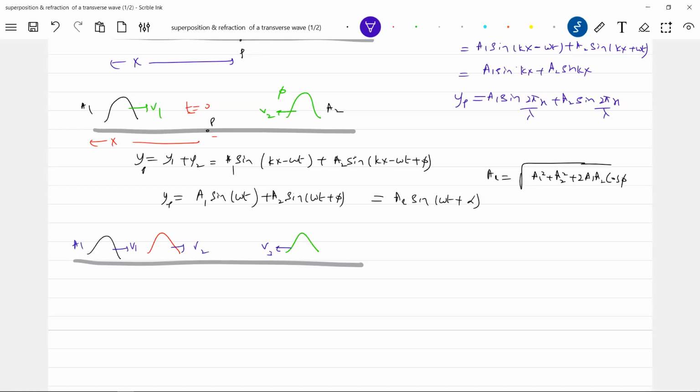Three waves are there, so amplitudes A1, A2, A3. The superposition at some point should be equal to y1 plus y2 plus y3, with the individual phase of each wave. Actually, V1 equals V2 equals V3, because both waves are on the same string.